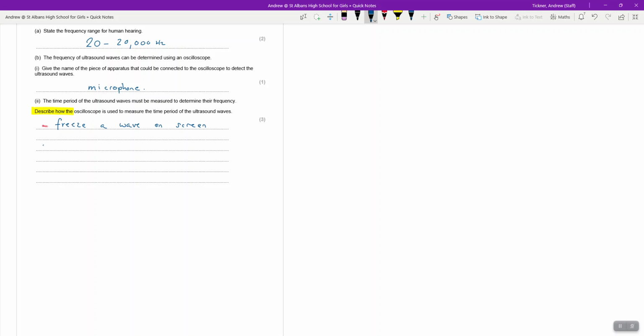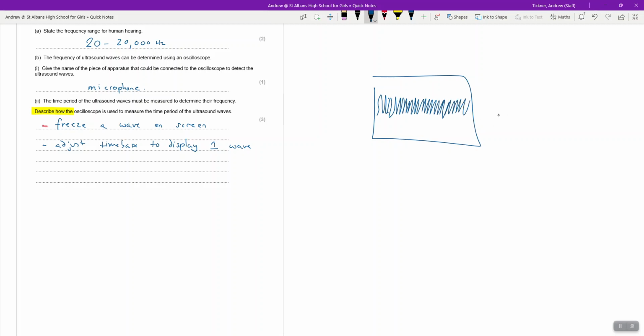The second thing is that you can adjust the time base to display just 1 wave. You might remember that with an oscilloscope, you've got your grid. If the time base setting is one extreme, where the amount of time for each square is too high, then you get a signal that looks like this, really close together peaks, and it's very hard to work out what's going on. So that is if your time base is too high.